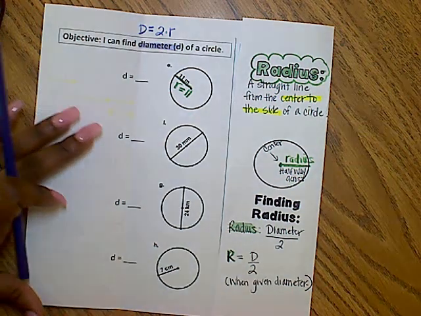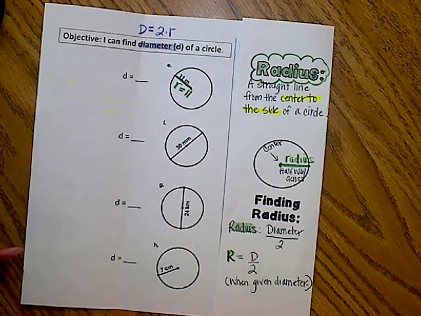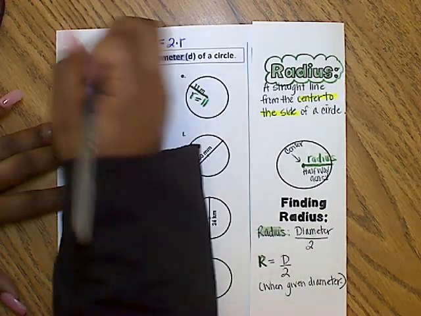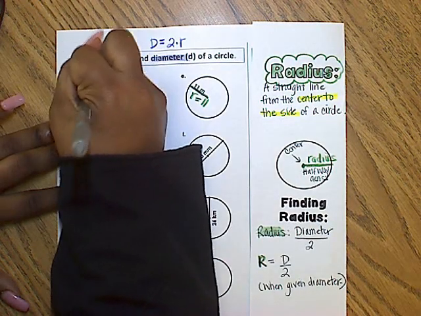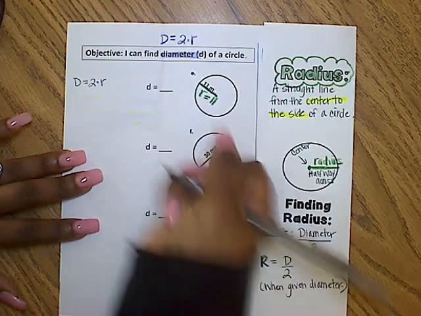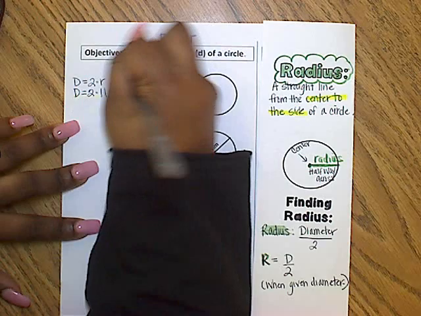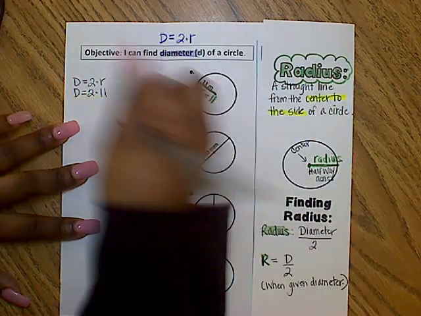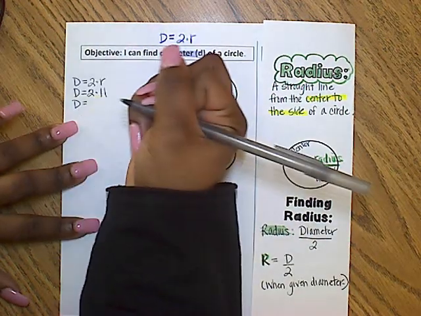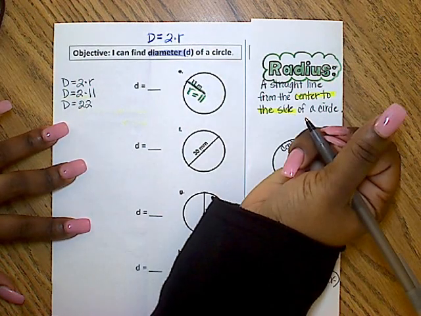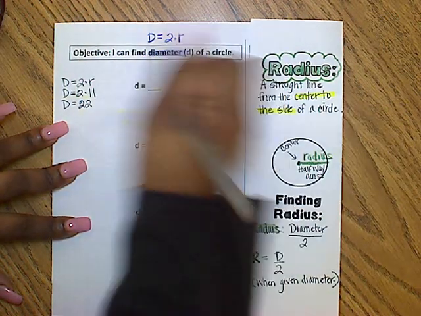This is a radius. So therefore, we know we're going to need to use our formula of D equals 2 times R. D equals 2 times 11 because we know that R equals 11. And so when we do this, D is going to equal 22. And we don't want to forget our units. So again, this is just going to be meters.